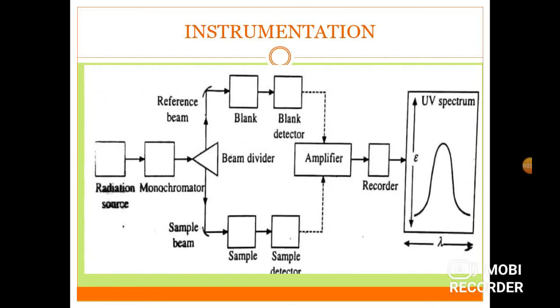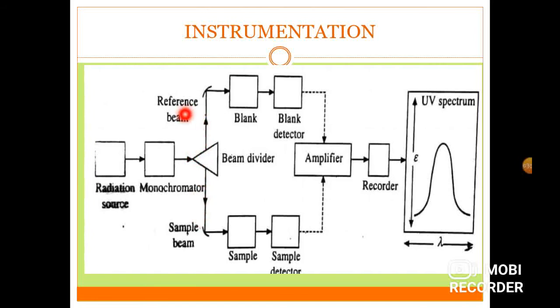Next, the block diagram of the instrumentation of the UV visible spectrometer. First we use the radiation source, second the monochromator. With the monochromator we use a beam divider, that is a prism, with the left hand side being the reference beam and the right hand side being the sample beam. So the prism divides the beam into two ways, the reference beam and the sample beam.